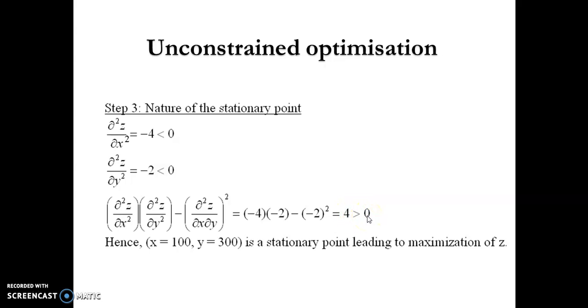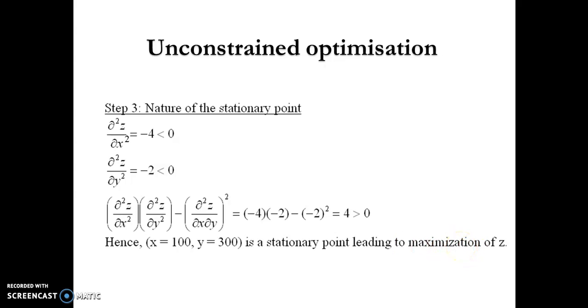Remember the conditions previously in part 2. We saw that if we evaluate our direct second order partial derivatives and they are both negative, but this condition over here is greater than 0, then we have a relative maximum point. So hence we can say that at x equal to 100 and y equal to 300, it is a stationary point that leads to the maximization of z.